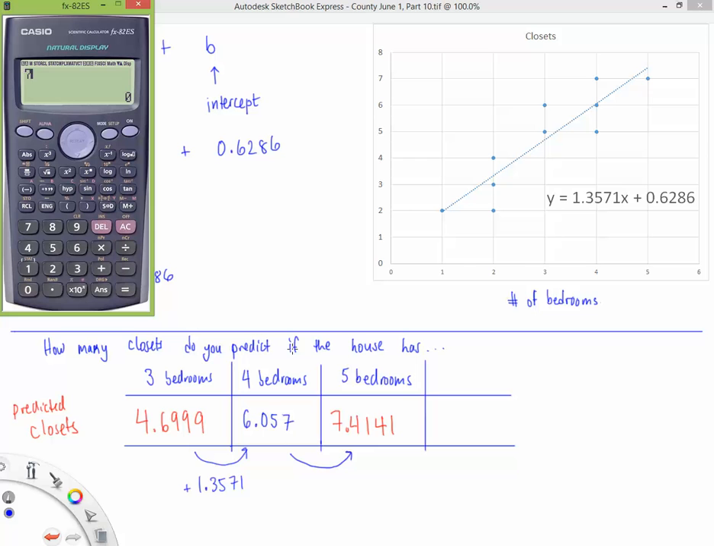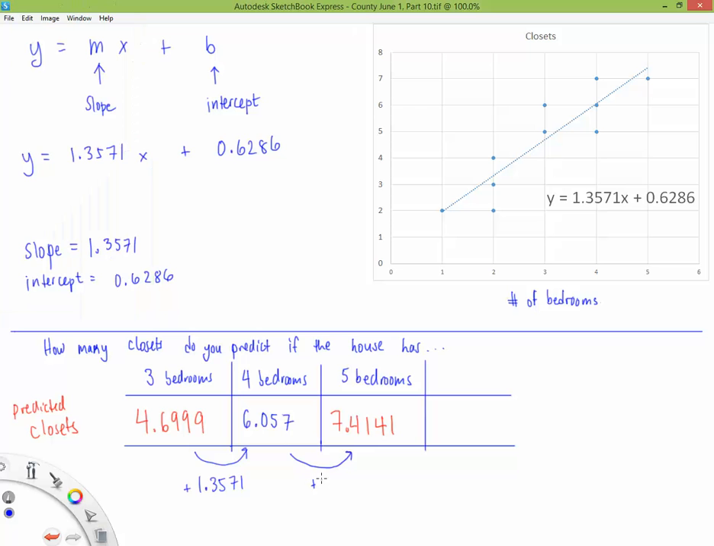So I would do 7.4141 minus 6.057, and what do I get? I get 1.3571. Okay? Yeah, it's the same answer. It is the same answer, okay?